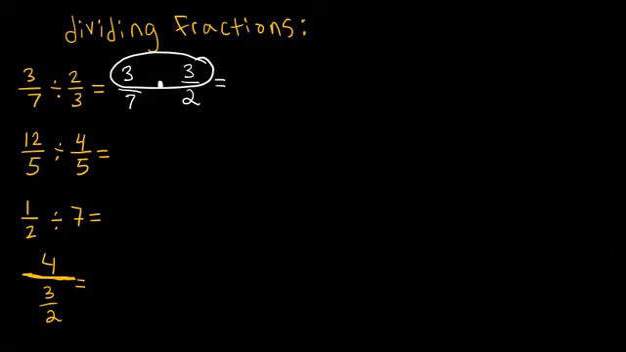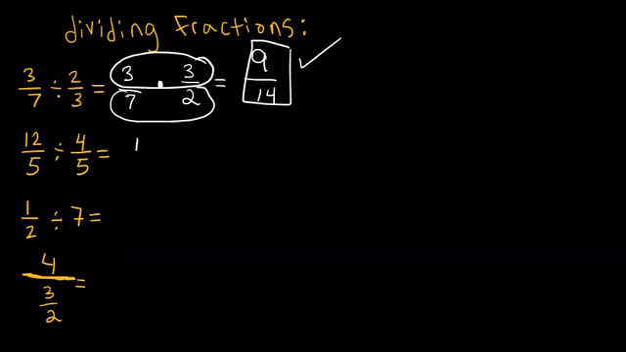3 times 3 is 9. 7 times 2, the denominator right here, is 14. This right here is the answer. Let's try the second one.